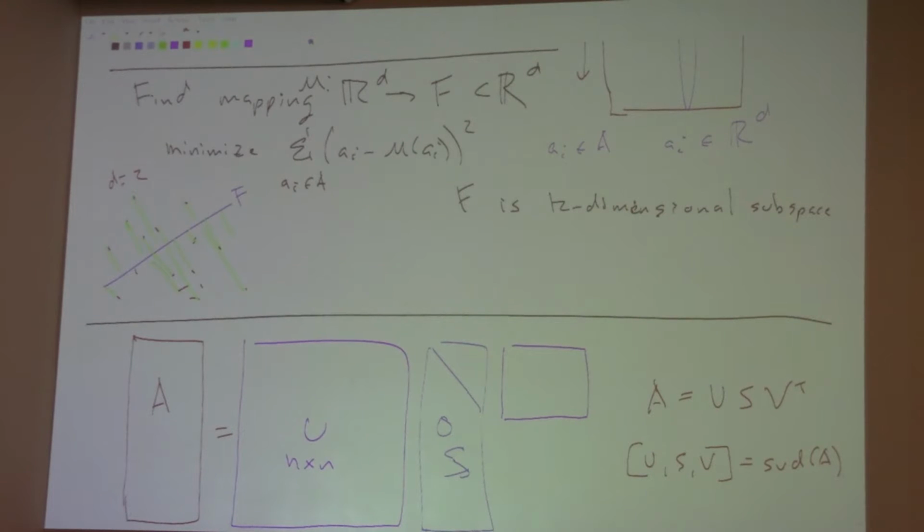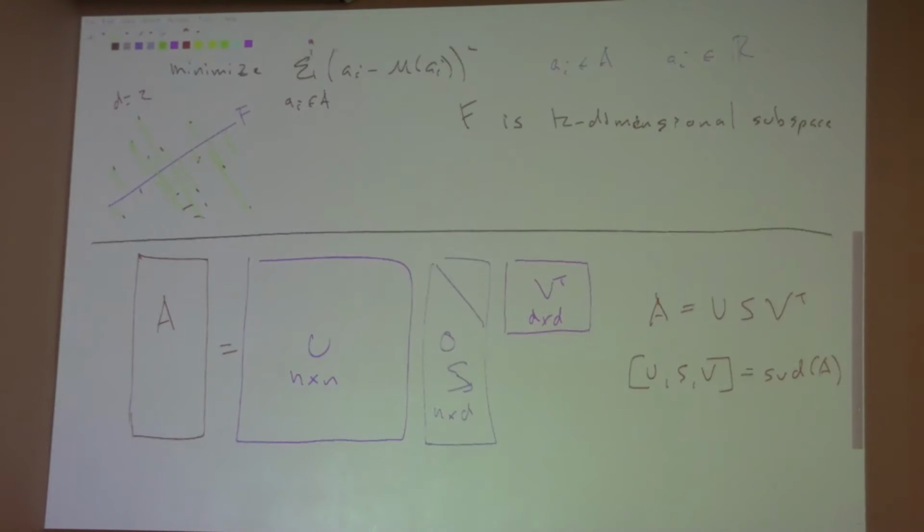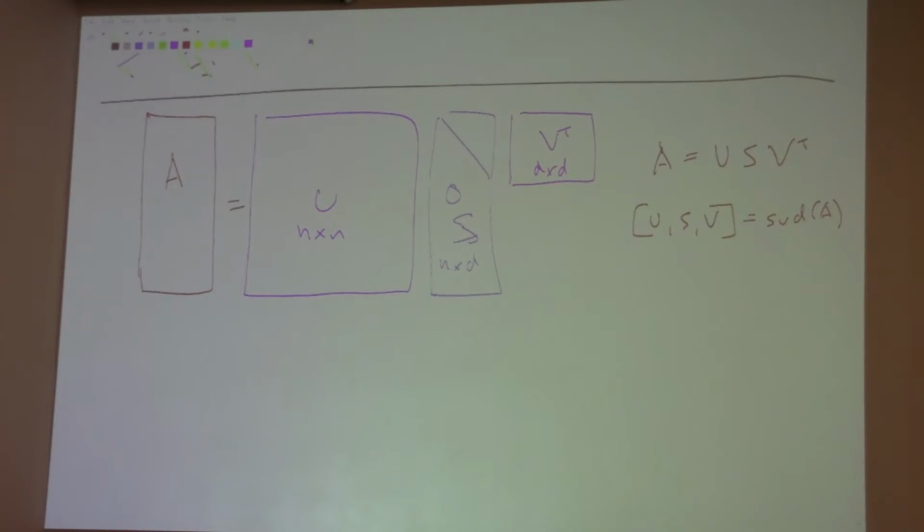So S was n by d, and V transpose is d by d. Okay? So the singular value decomposition is going to give you this. You're taking a matrix which often is already big and making it even bigger. But these are going to tell you a lot of cool stuff about A. So let's talk about these now.